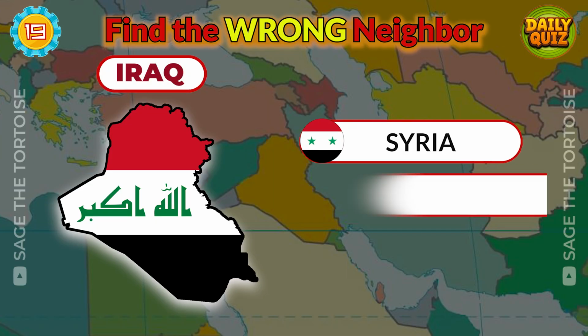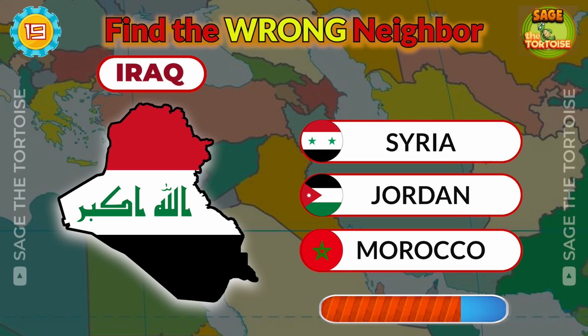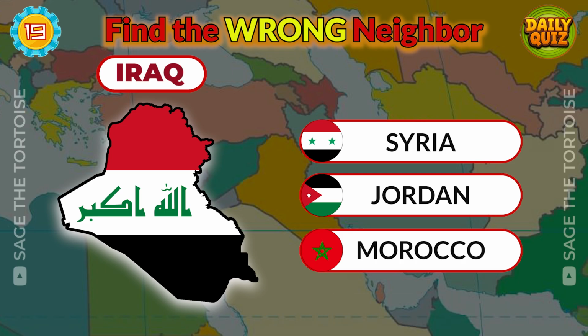Iraq borders Syria, Jordan, and Morocco. Which one is wrong? The answer is Morocco.